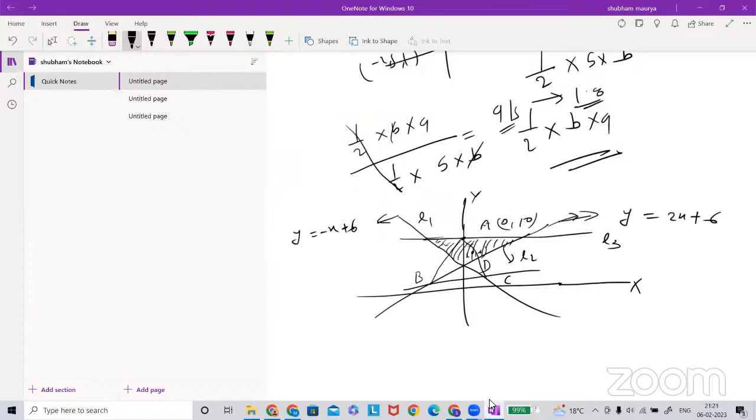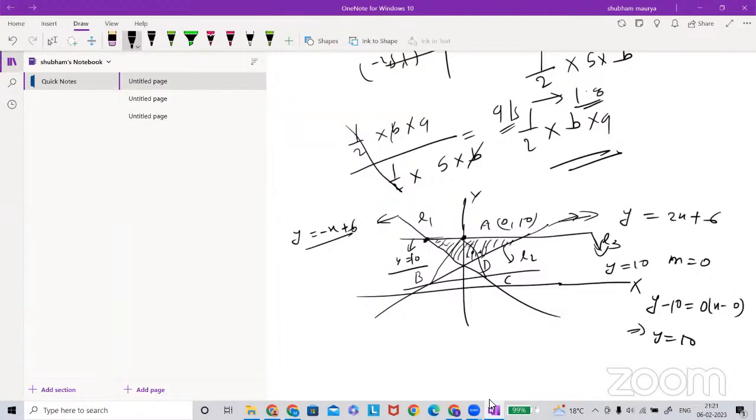Okay. And L3 is the line passing through A and parallel to the x-axis. Parallel to the x-axis means the slope is going to be 0, and it is passing through A. Using the one-point slope formula, y minus y1, where y1 is here 10, slope is 0, times x minus x1. So y is equal to 10. The equation of line L3 is y equal to 10. Now, how to find this point? Just solve this equation and this equation.